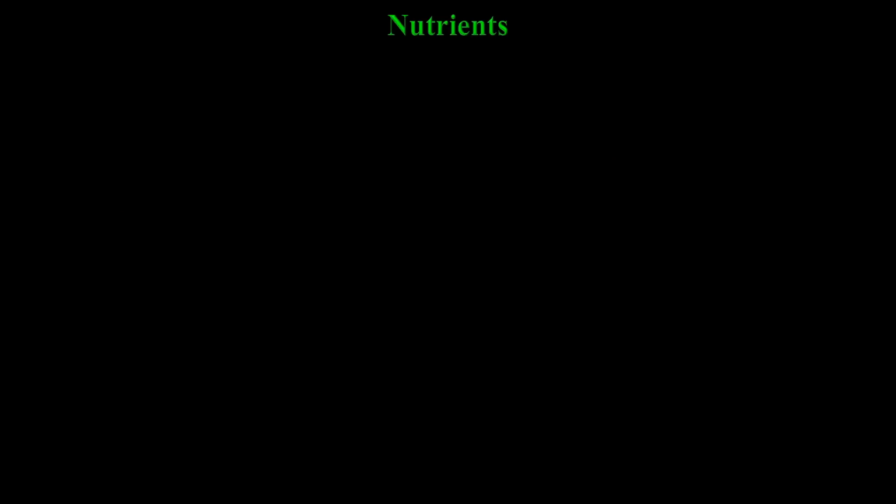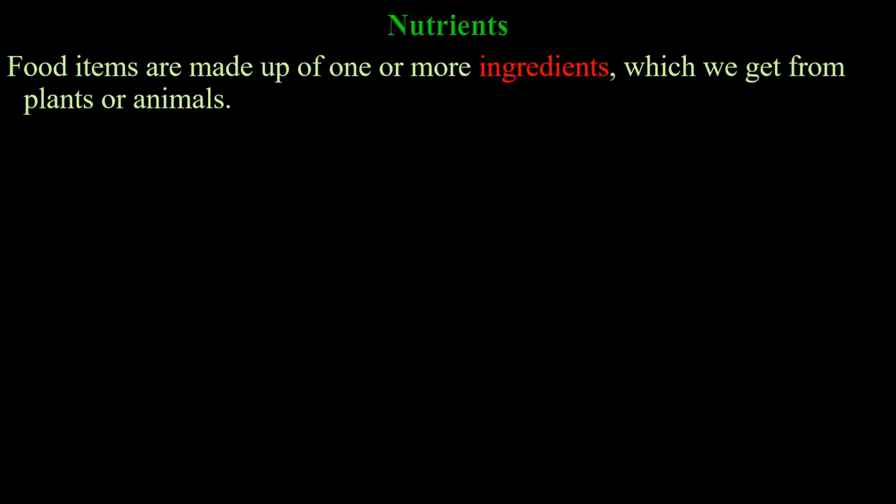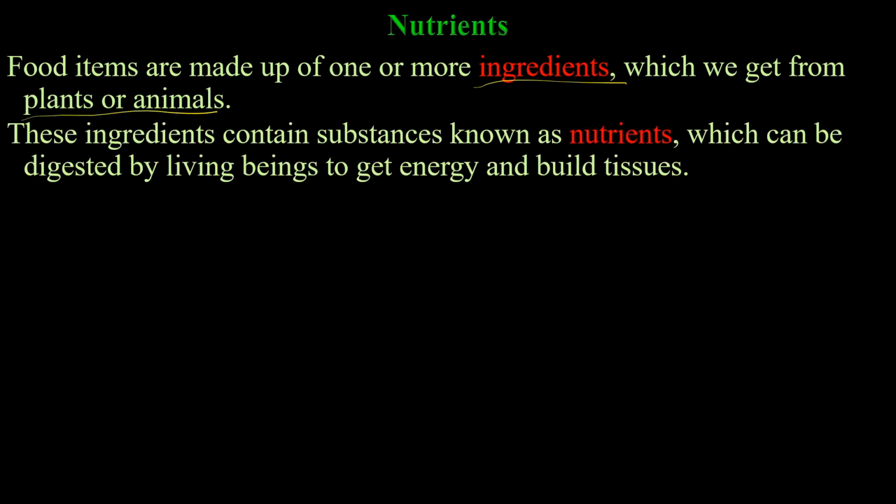Hello everyone. Today we will study the chapter Components of Food, and we will start with the topic of nutrients. Food items are made up of one or more ingredients which we get from plants or animals. These ingredients contain substances known as nutrients which can be digested by living beings to get energy and building tissues.